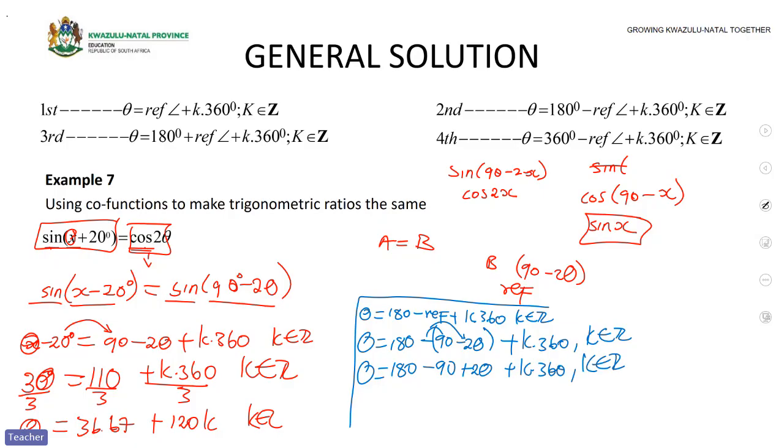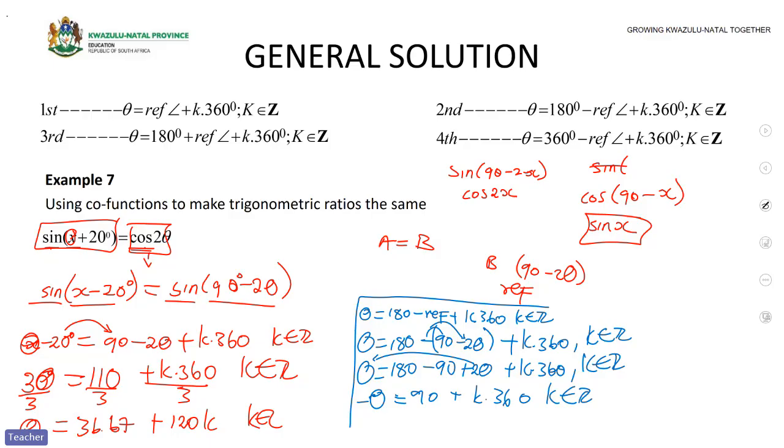And then when we take this 2 theta to the other side, it's going to be minus theta, because negative 2 theta plus theta will give us negative theta. Then 180 minus 90 will give us 90, equals 90 plus k times 360, where k is an element of all integers. So yeah, that should be our solution. We then have to divide by negative.